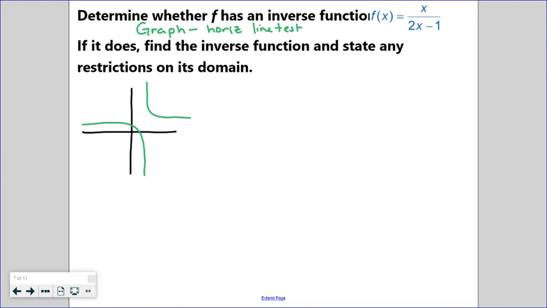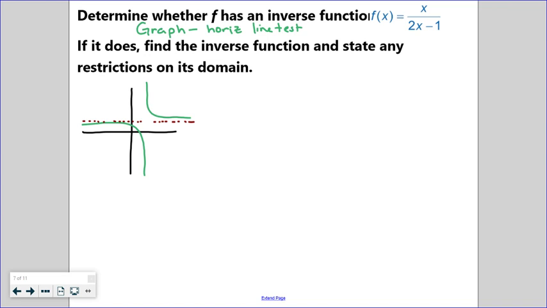Now, in a rational function, a lot of times we're going to have this thing called a horizontal asymptote that's running right between the two pieces of our graph. And your graph is going to continue to get closer and closer and closer to that as we go out forever. So although this kind of looks like a horizontal line, it's going to continue to go towards that line, which is at a half, forever and ever and ever.